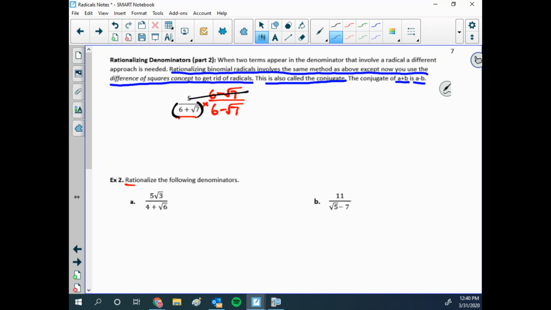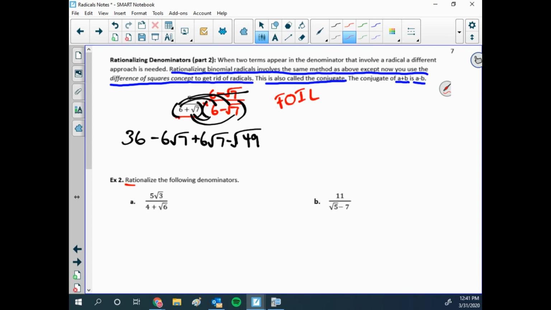Let's summarize. If I multiply these two binomials out completely, or FOIL them out completely, I take the first terms and multiply them, I get 36. I take the outside terms and multiply them, I get negative 6 root 7. I take the inside terms and multiply them, I get plus 6 root 7. And I take the last terms and multiply them, and I get minus the square root of 49. So when I have FOILed this out, first, outside, inside, last, these two middle terms are opposite, and they end up canceling each other out.